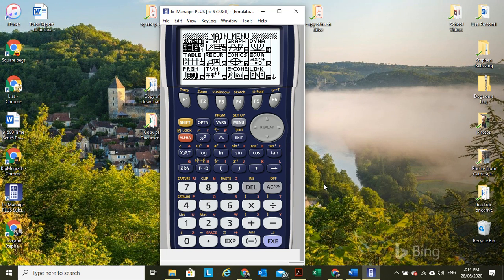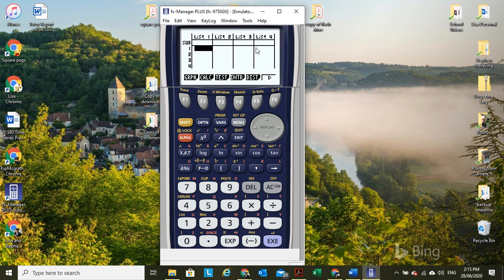So on my calculator, I'm going to go to the menu and I'm going to choose number 2, which is statistics. So I get this table, but I get these options along here. And this is the one I want. It's called distributions, D-I-S-T. Lines up with F5, so I push F5. Now I've got some choices.